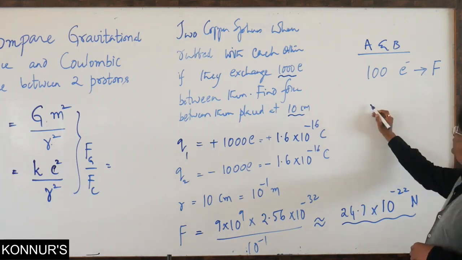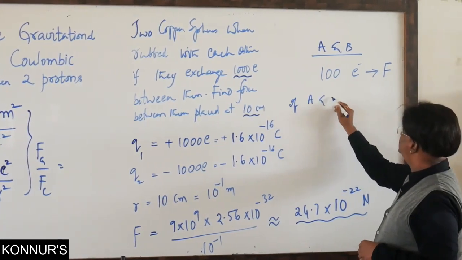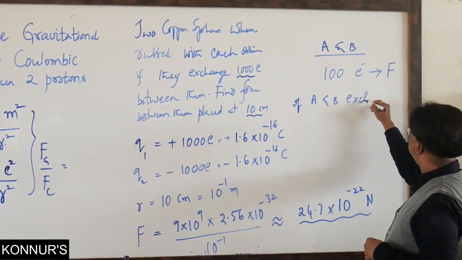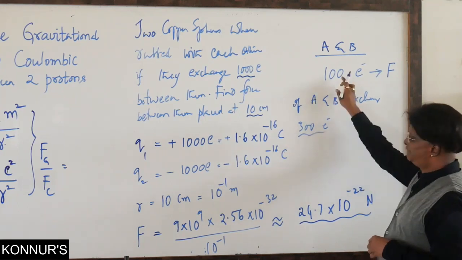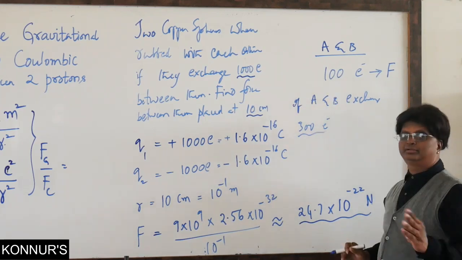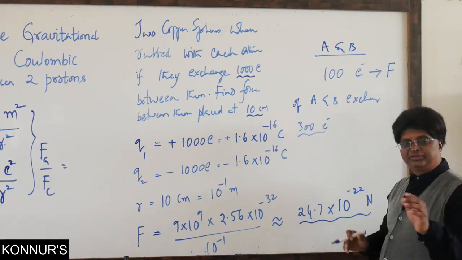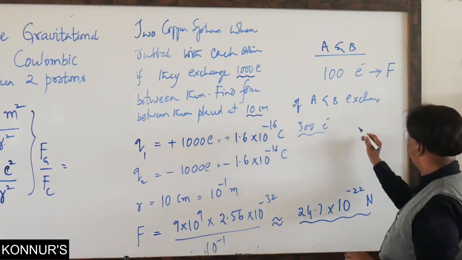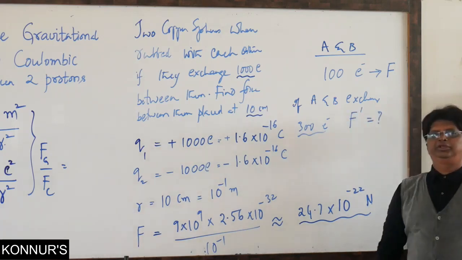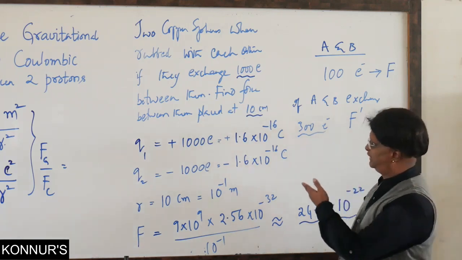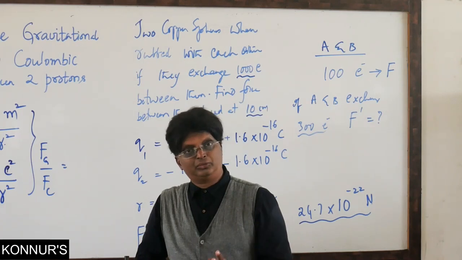Okay. Now the question is that if A and B exchange 300 electrons instead of 100, for the same distance between them, for the same separation between them, what will be the new force is the question. So this is how the same example is asked in a different way. It appears a different example, no, the same example.